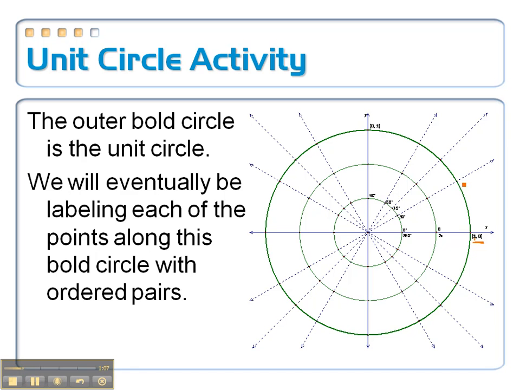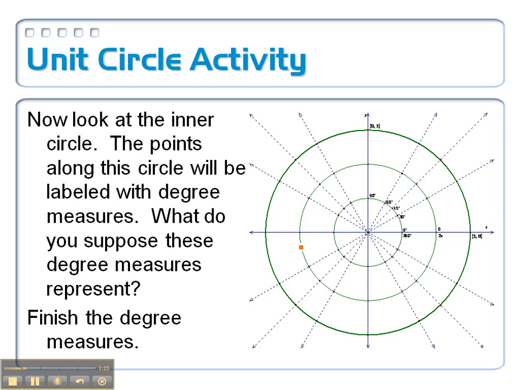On the unit circle, on the outside, what we're ultimately going to do is find the xy coordinates of each of these points at each of those angles. So on this inner circle, we're just going to find all of the degree measurements for these points. I've already done the first quadrant for you, the 0, 30, 45, 60, and 90 degrees.